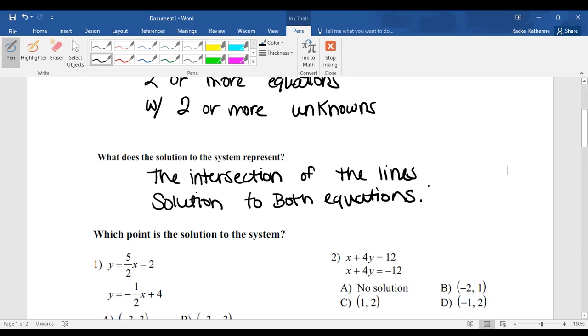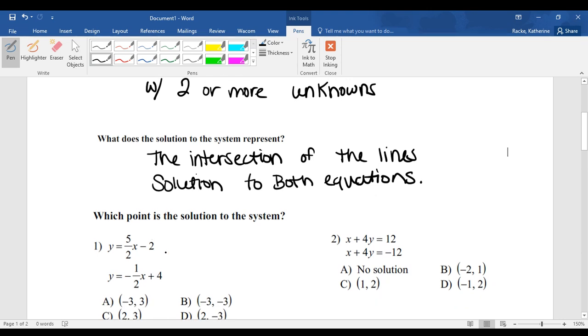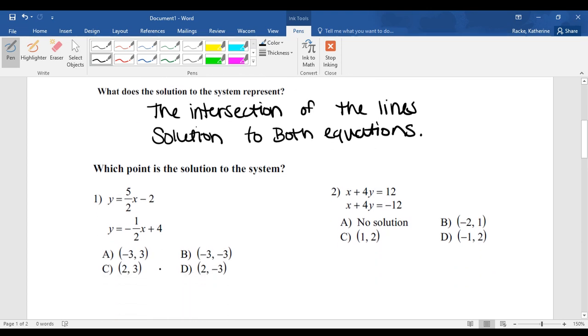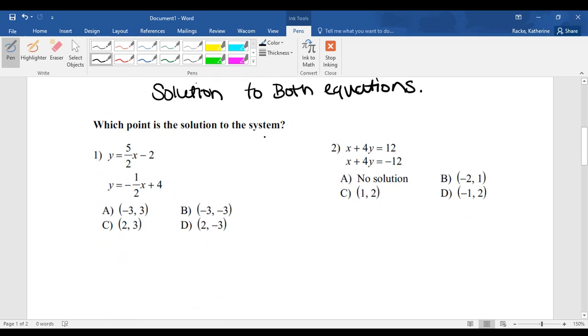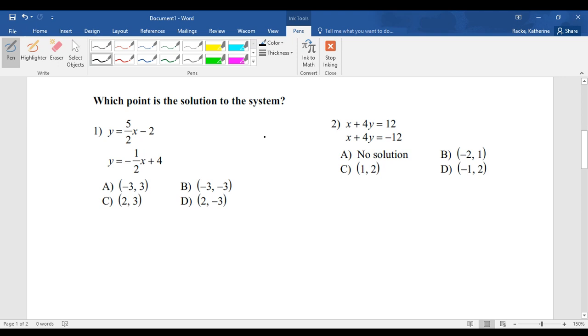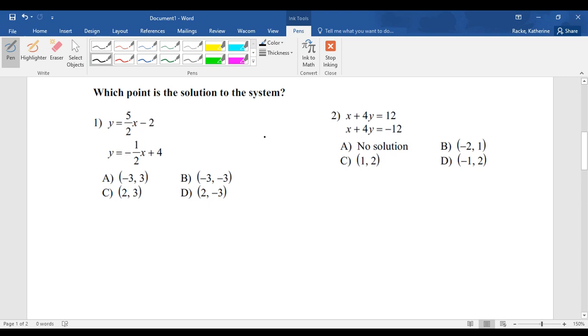Okay, so as we look at these problems, we have two or more equations. They're in our y equals mx plus b form. So which point is the solution to the system? A, B, C, or D? What you need to do here is take your x and y and plug it into the equation and make sure they equal each other. If it does not equal, those points do not work.